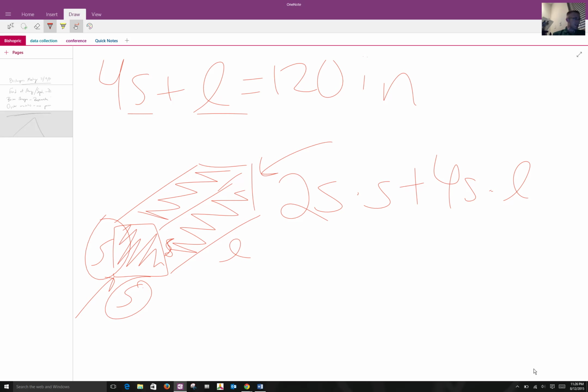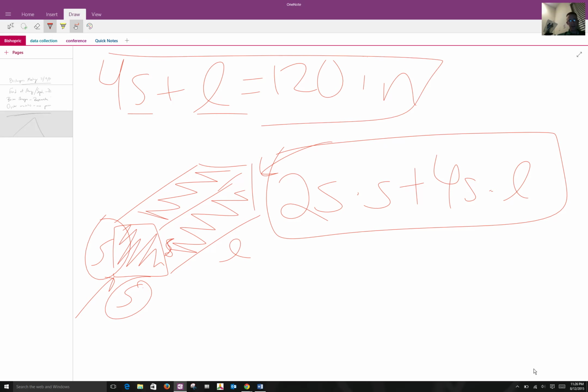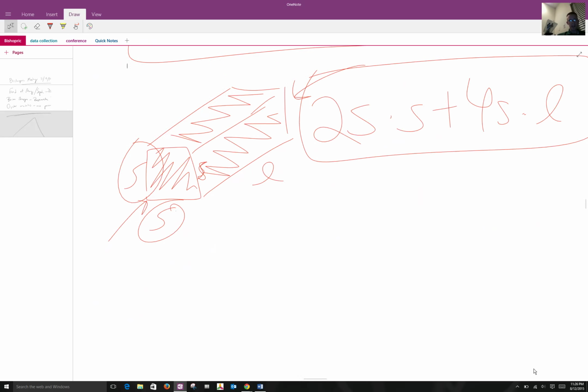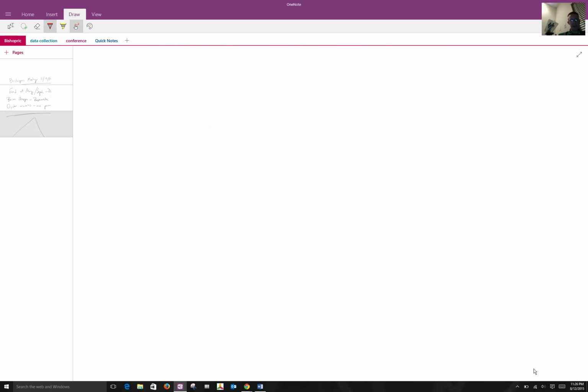Okay, so that is our equation for surface area. This is our equation for length and girth. Okay, so let's clean this up a little bit and just take a tally of everything we have so far. They told us that 4s plus L is equal to 120. We just figured out that 2 times S squared plus 4 times SL should get us our 3,600.